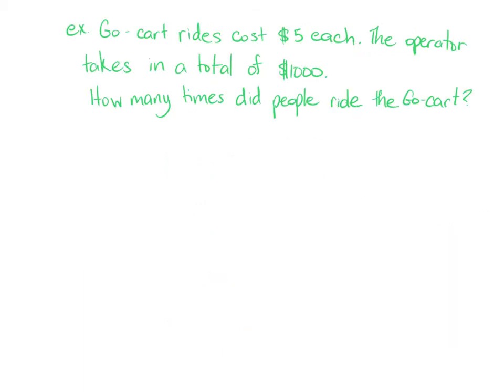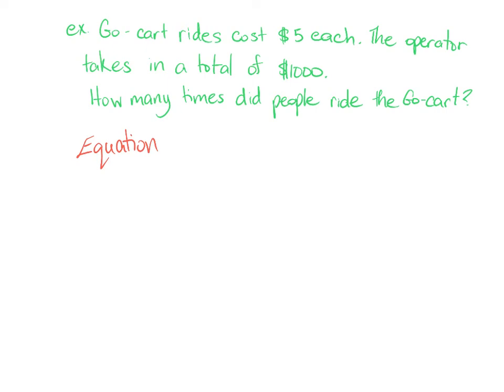Okay, so we have here: go-kart rides cost $5 each. The operator takes in a total of $1,000, and then we're being asked how many times did people ride the go-kart. And the question didn't ask this, but I am asking this: what's the equation that represents this? Now, I don't see an X, a Y, a B, C, D, anything anywhere. So when that happens, when you see clearly it's a problem where you don't know something that you need to know, you can define a variable.